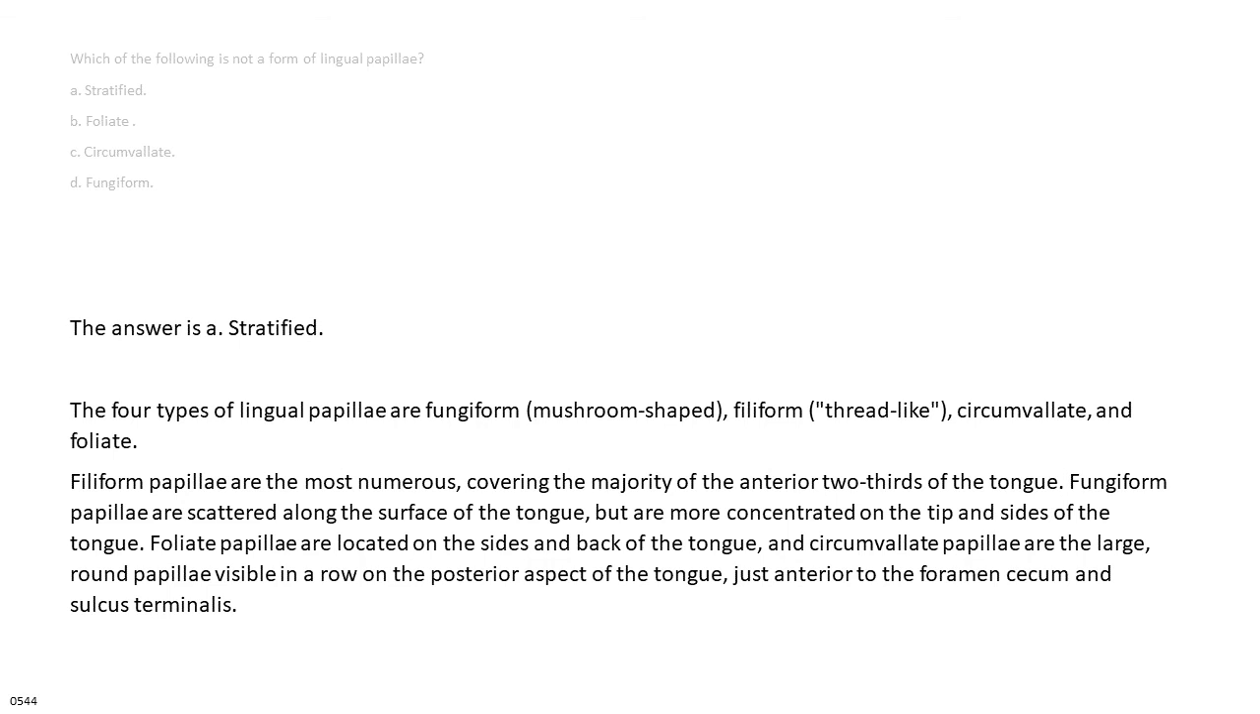Filiform papillae are the most numerous, covering the majority of the anterior 2/3 of the tongue. Fungiform papillae are scattered along the surface of the tongue, but are more concentrated on the tip and sides of the tongue. Foliate papillae are located on the sides and back of the tongue, and circumvallate papillae are the large, round papillae visible in a row on the posterior aspect of the tongue, just anterior to the foramen cecum and sulcus terminalis.